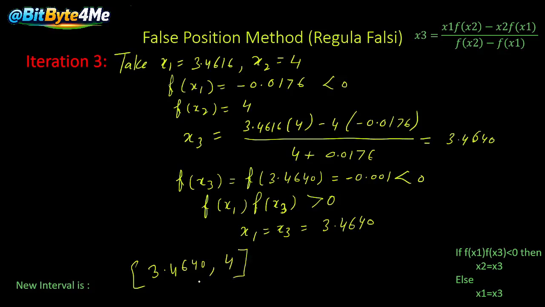Now you can see that in the previous calculation we have the value 3.4616, and now we have 3.4640. If you see the first three digits, 3.46 and 3.46, it is the same, and in case we need the answer correct up to 2 decimal places, then we have got this answer. If you need the answer up to 3 or 4 decimal digits, then you have to do more iterations. We stop here, we need just the answer up to 2 decimal digits.